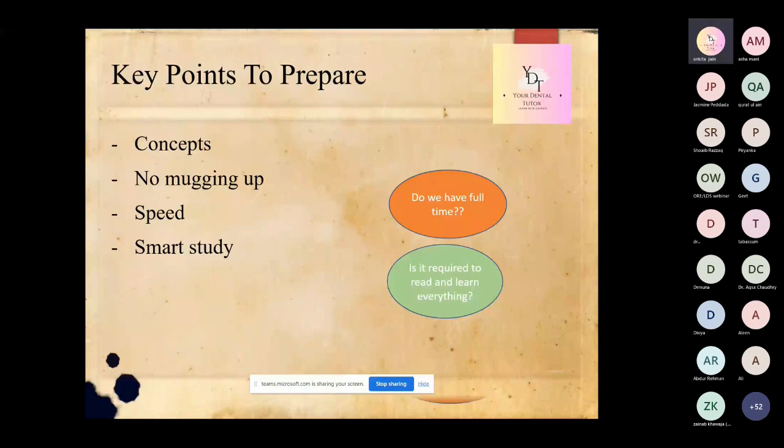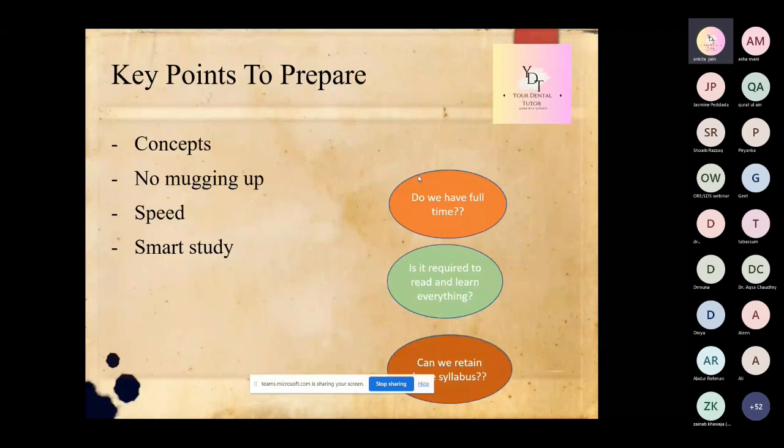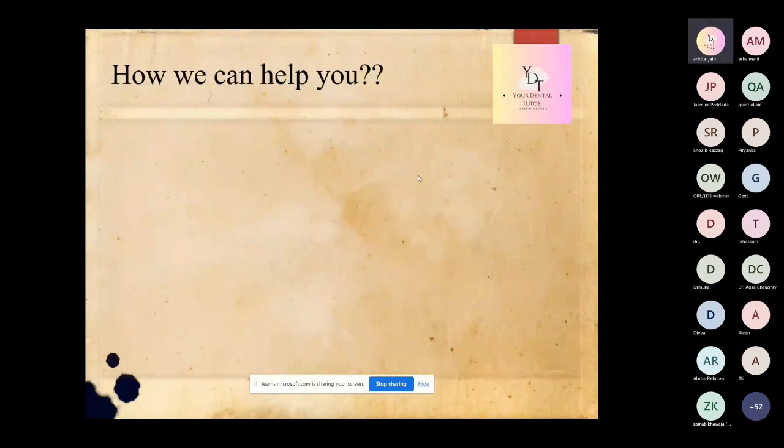Can we retain the whole syllabus? Of course not, because we have a limited capacity, so we can't retain everything. So here comes the concept of smart study, that you just need to read what is required to be read. Okay. How can we help you?